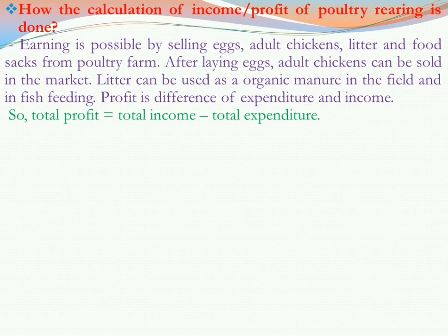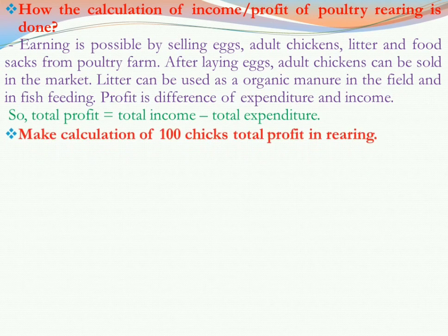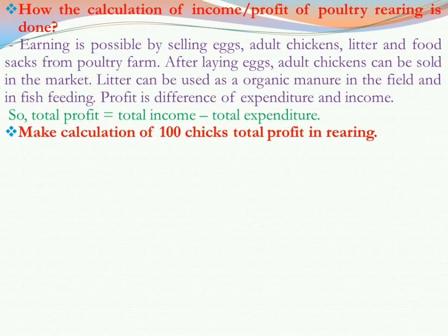After laying eggs, adult chickens can be sold in the market, and litter can be used as organic manure in the field and for fish feeding. Profit is the difference of expenditure and income. As we saw earlier, total expenditure is the sum of permanent expenditure and rolling expenditure. Now profit should be the difference between these selling items and expenditure. So total profit is total income minus total expenditure. Now let us see a calculation of how profit should be counted if we start to rear 100 chickens.